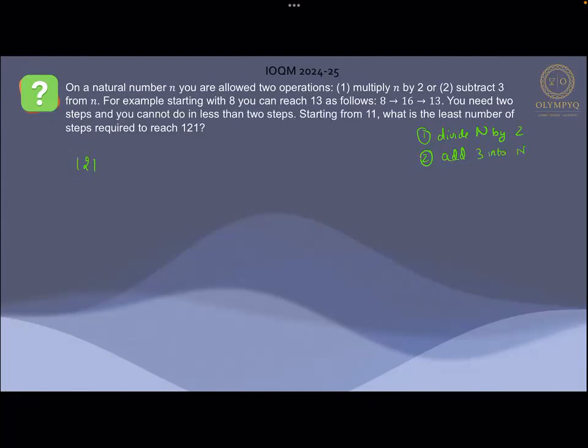Now if I'm starting from 121, the first step will be to reach a point where we can divide by 2, so I'll add 3 over here. Adding 3, I reach 124. For the next step, I just need to divide it by 2, so I get 62. Now, in the third step, we can again divide by 2, so this is going to be equal to 31.